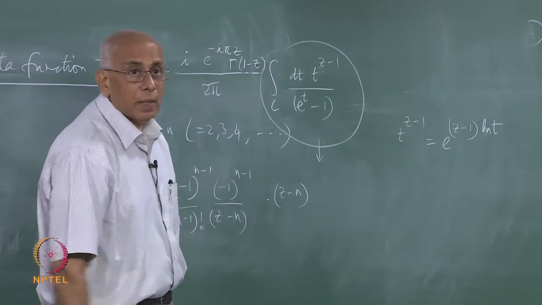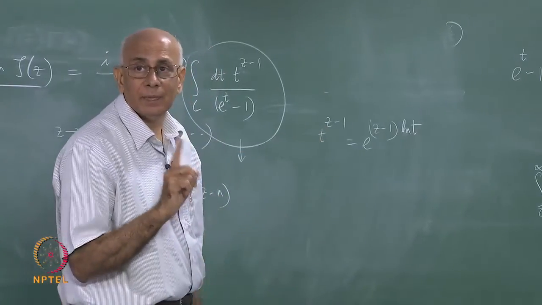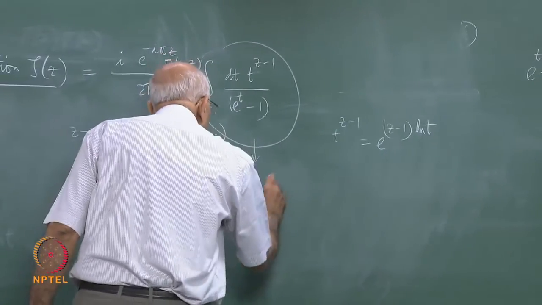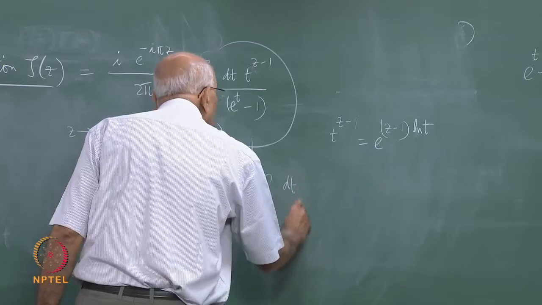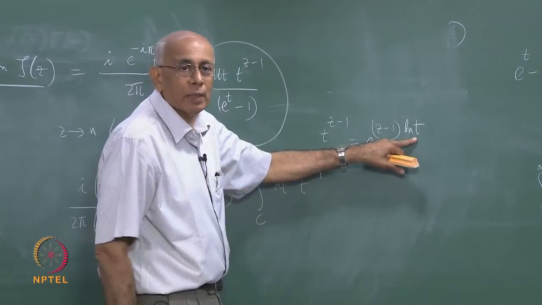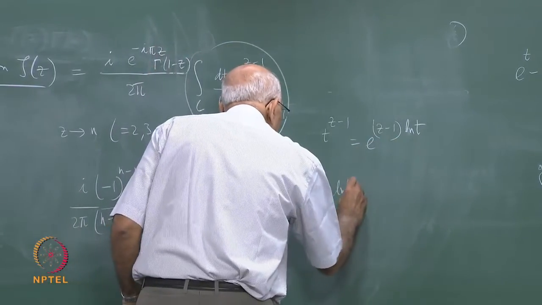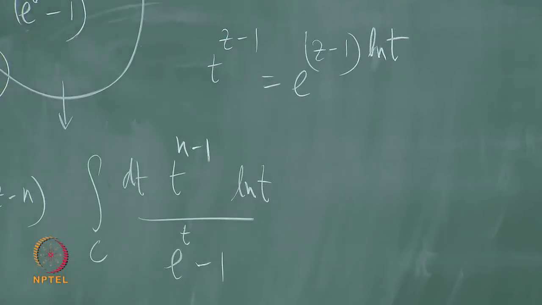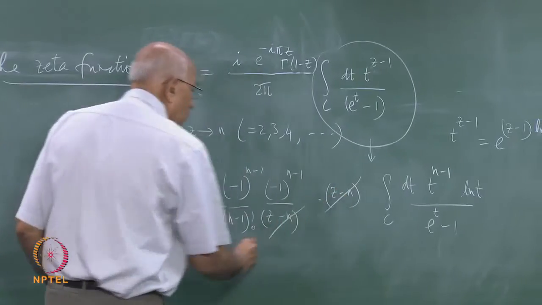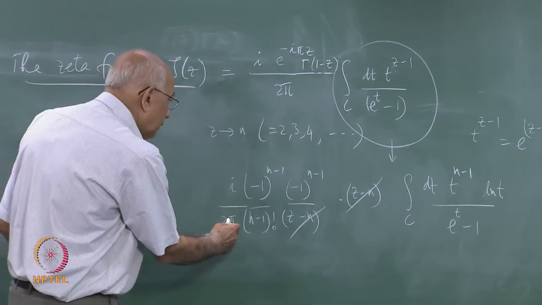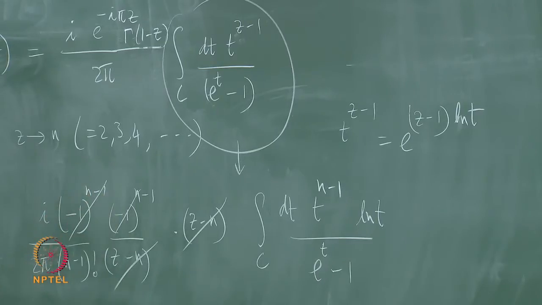I differentiate it now with respect to z, and it gives you again an integral, contour integral dt t to the power n minus 1. If I differentiate this, I pull out a log t in the numerator. So there is a log t over e to the t minus 1 times z minus n, which cancels out. So I have an I over 2 pi, this fellow gives me 1, n minus 1 factorial, and then I have to do this integral.